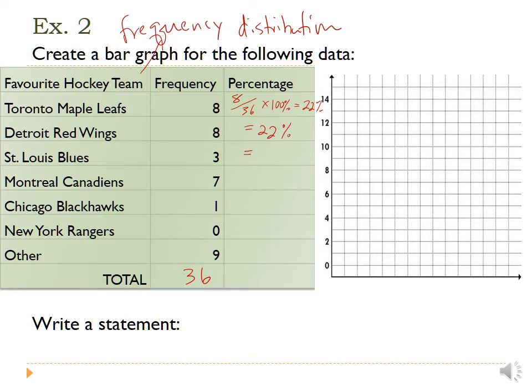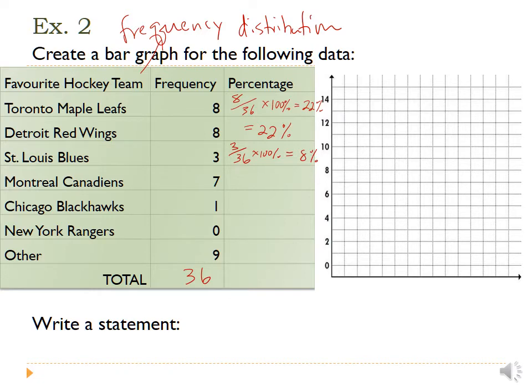St. Louis Blues. Actually, we'll do one more together so you guys can all see it. Then after that, we don't have to show our work. You guys get the idea. Frequency divided by total, 36, times 100%. Using your calculator, nearest whole number, 8%.